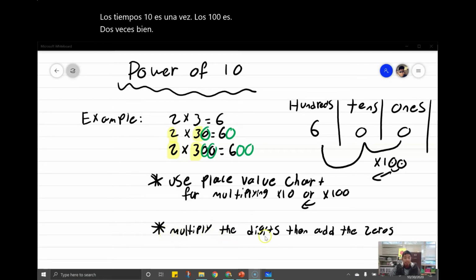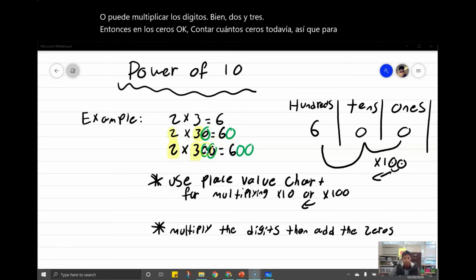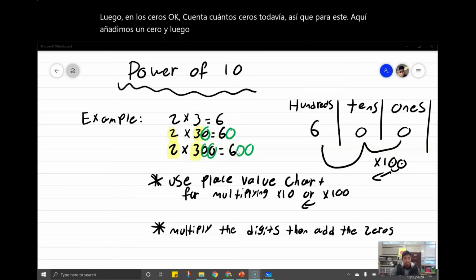Or you can multiply the digits, okay? Like 2 and 3. Then add the zeros, okay? Count how many zeros you add. So for this one up here, we added 1 zero. And then for this one right here, we added 2 zeros, okay? Life hack, learn, okay?